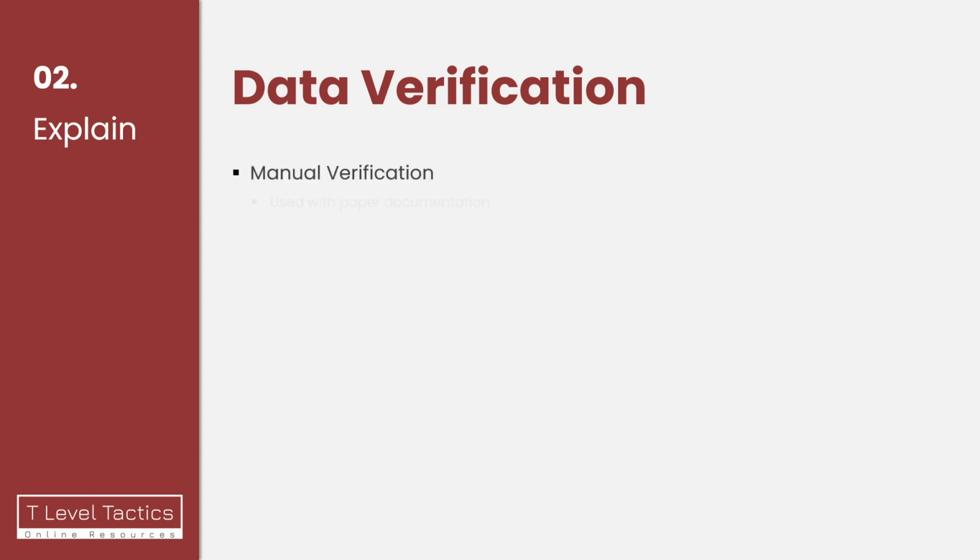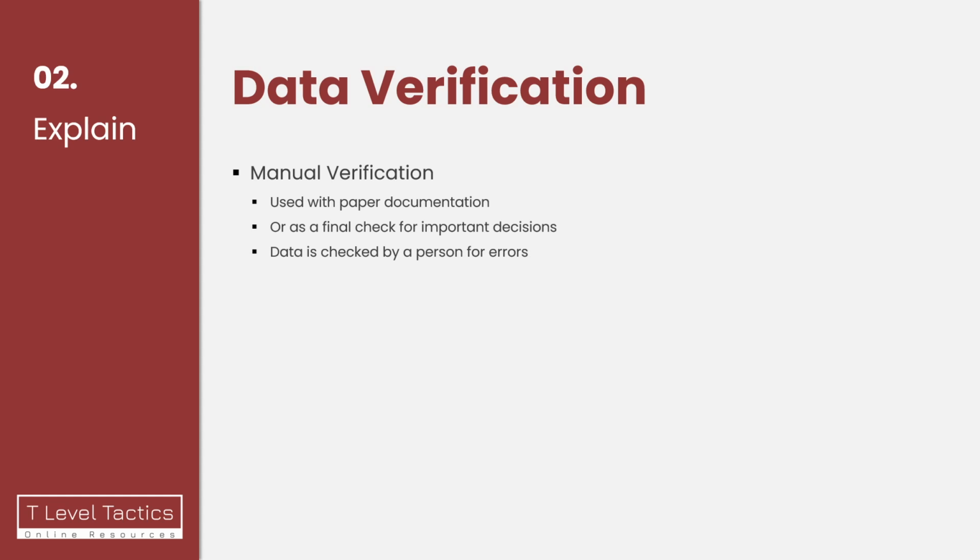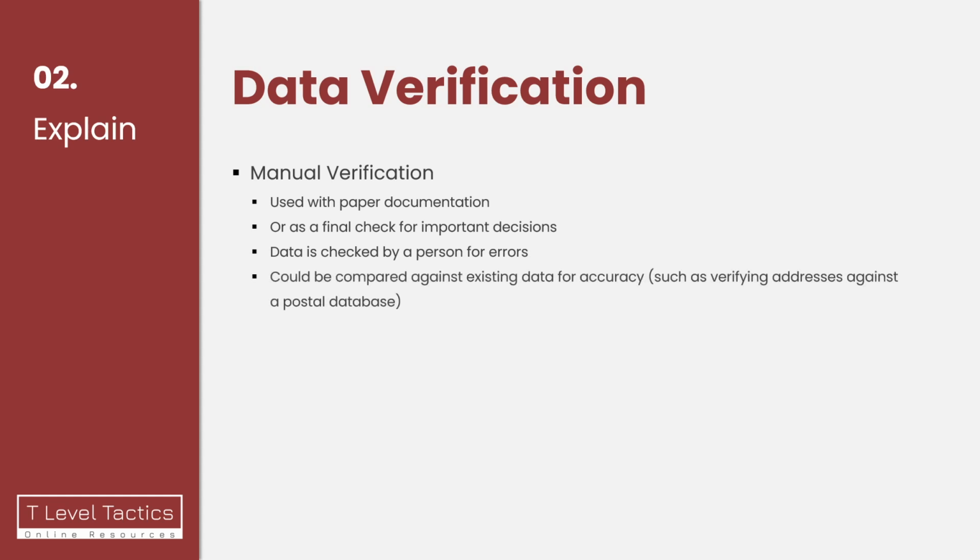Manual verification is often used with paper documentation or as a final check for important decisions, where the data is checked by a person for errors. The data could be compared against existing data for accuracy, such as verifying addresses against a postal database, for example.